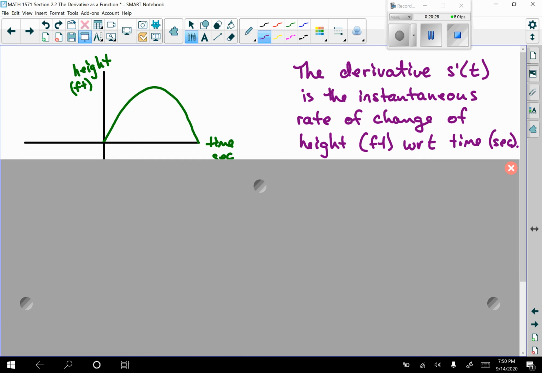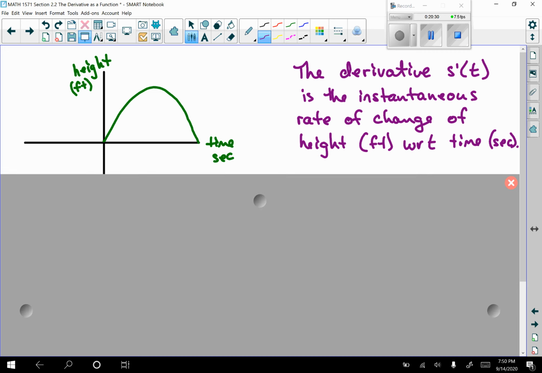All right, so as I mentioned before, we're going to relate calculus to a lot of physics-based problems. So here, if we ever try to graph height as a function of time, we would usually get a parabola that opens down. And then height is always going to be in feet, time is seconds.